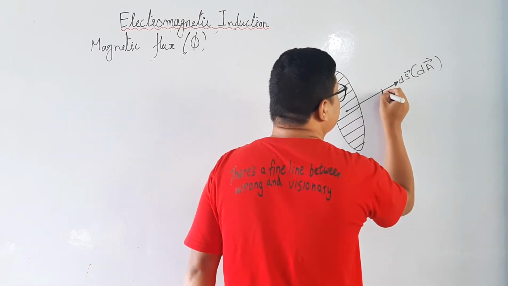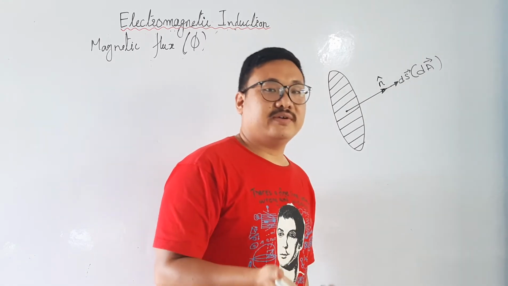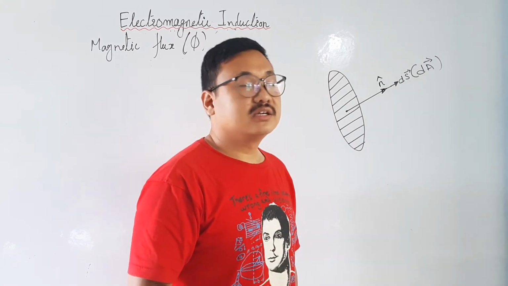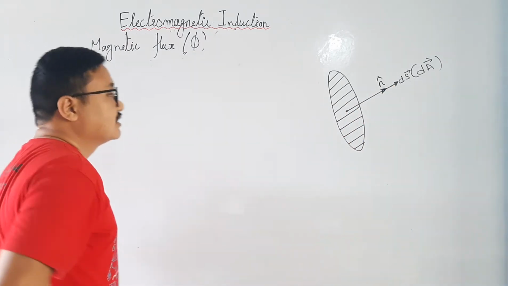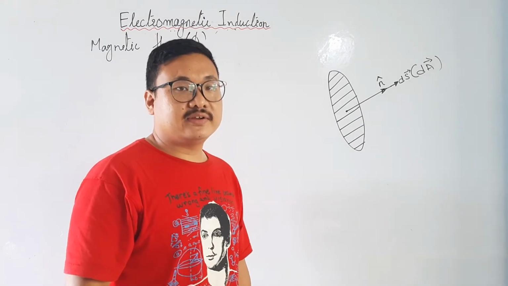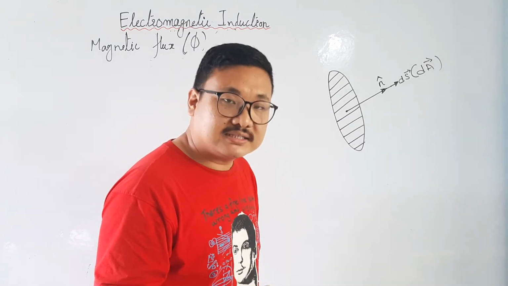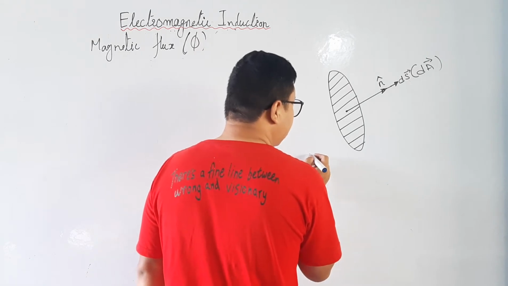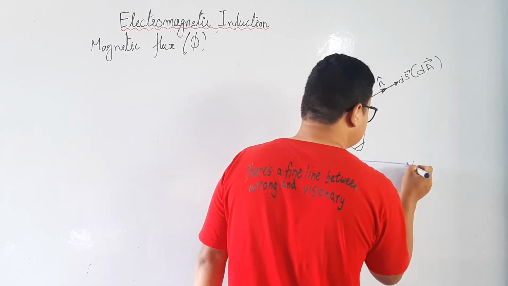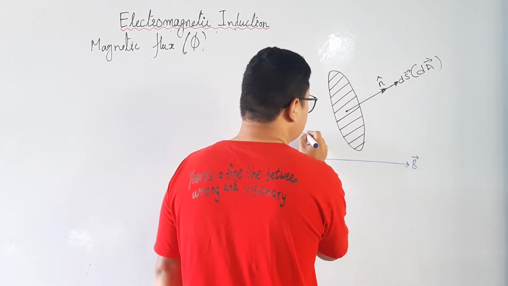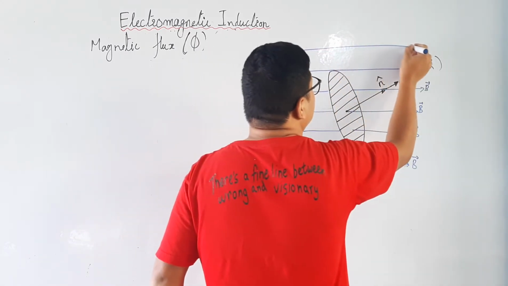I will put one more arrow which denotes n cap, which is a normal vector. Normal vector is a vector passing normally through the area. Now to study magnetic flux, we have said there should be a number of magnetic field lines passing through this surface. It means that now we have to consider the magnetic field lines. So let us consider the magnetic field lines like this. This is my magnetic field line, say B vector. This is my magnetic field line, say B vector. Some more magnetic field lines here.